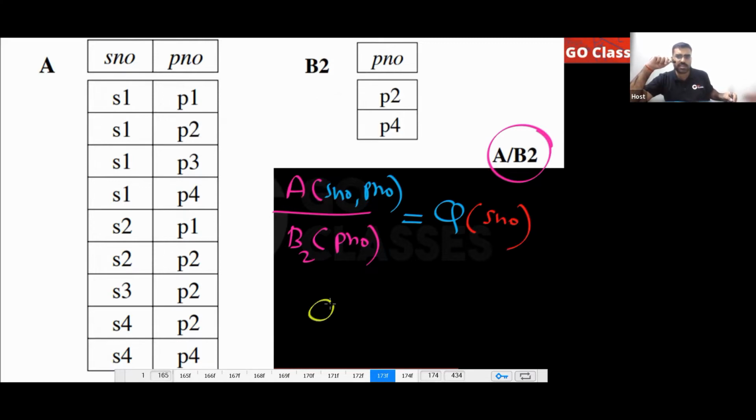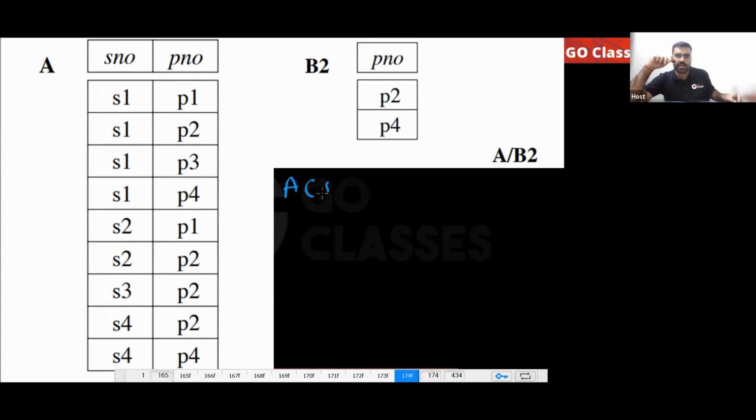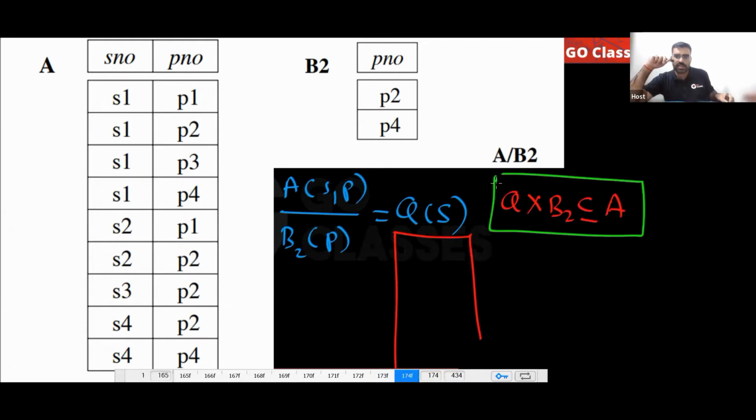Because this condition should be satisfied, and Q must be largest. So definitely the schema for Q will be S number. So you have A, S comma P, divided by B2, which has P. So the answer will be S only. You want the largest, so that this condition must be satisfied: Q cross B2 must be a subset of A.